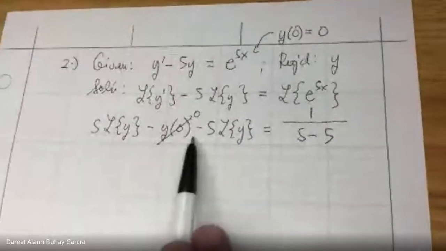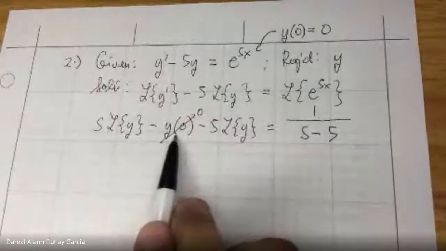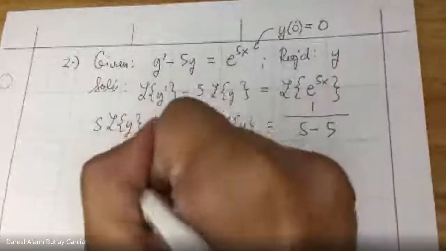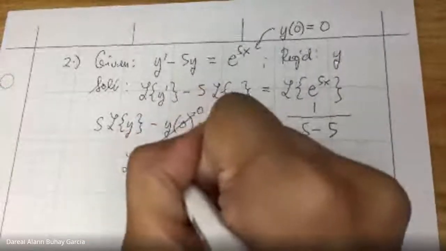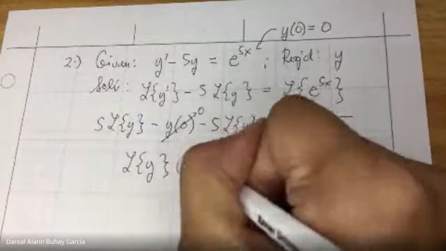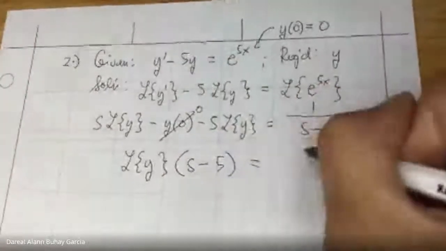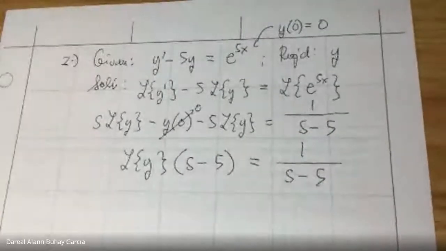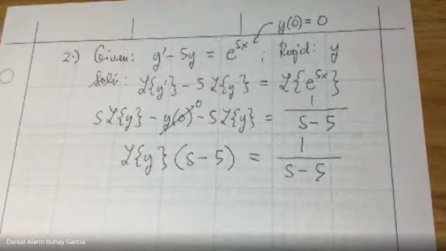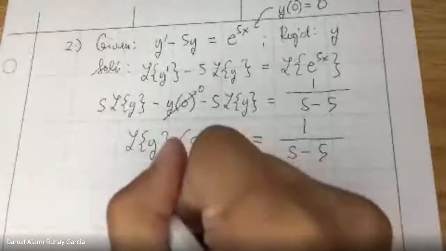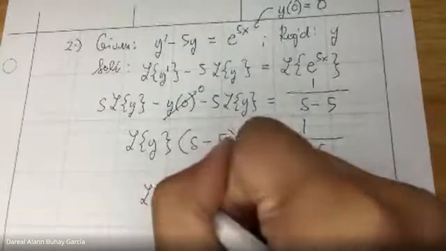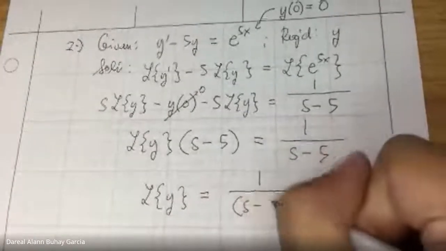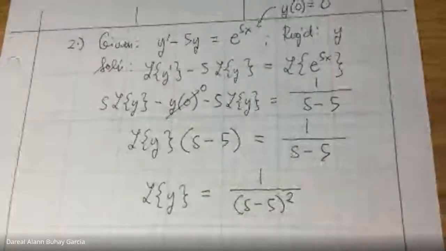Sige. This becomes simplified. Substitute the initial value condition. Simplify, the Laplace of y times s minus 5 is equal to 1 over s minus 5. Divide both sides by s minus 5. The Laplace of y is equal to 1 over s minus 5 squared.